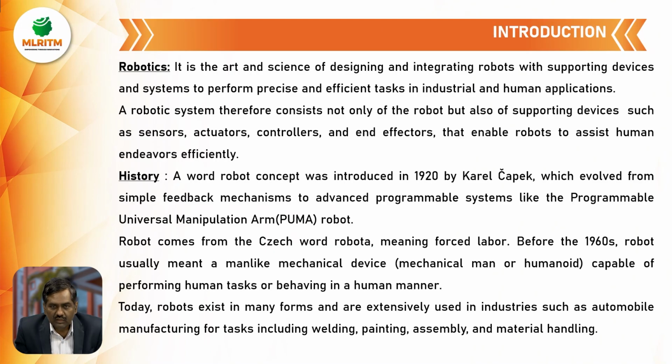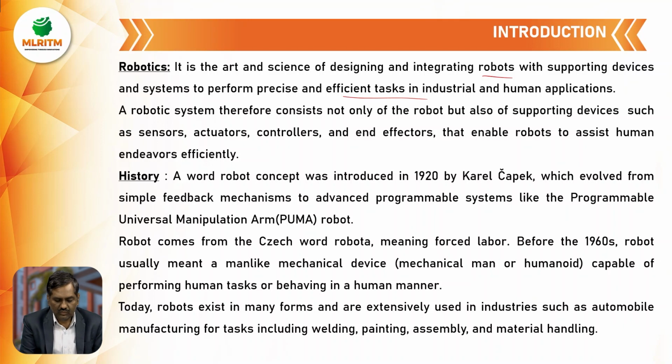Coming to the unit 1 introduction, that is robotics and automation. First we will discuss what is robotics. Robotics is an art and science of designing and integrating objects, supporting devices and systems to perform precise and efficient tasks in industrial and human applications. A robotic system therefore consists not only of a robot, but also supporting devices such as sensors, actuators, controllers, and end effectors that enable robots to assist human endeavors.